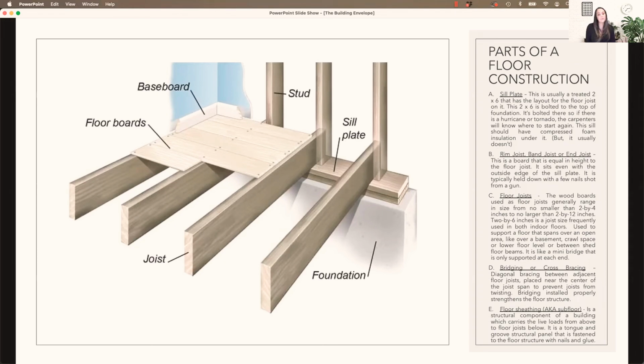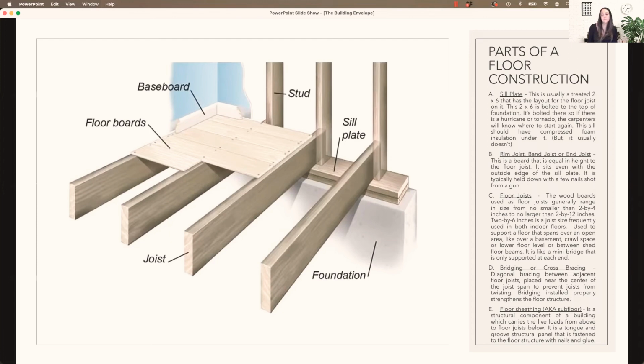So obviously, the larger the joist, the bigger and the more open floor area you can have. So if you're looking for that really wide open monolithic space that doesn't have a lot of supporting members, you would want to use a bigger floor joist in that construction.